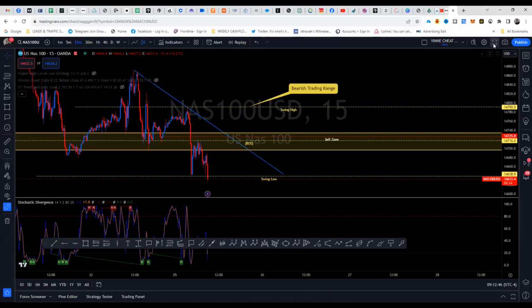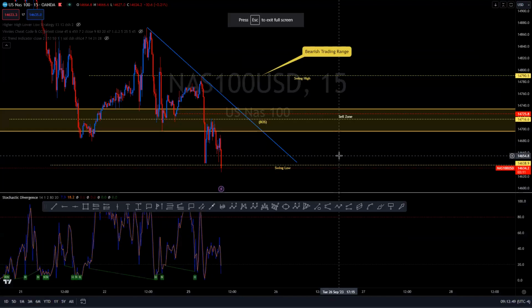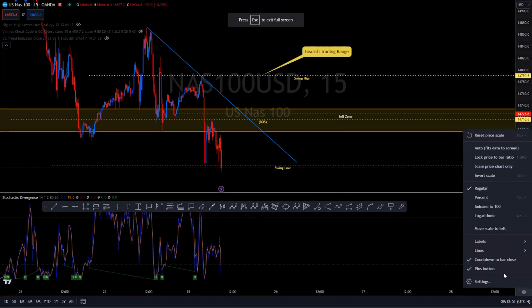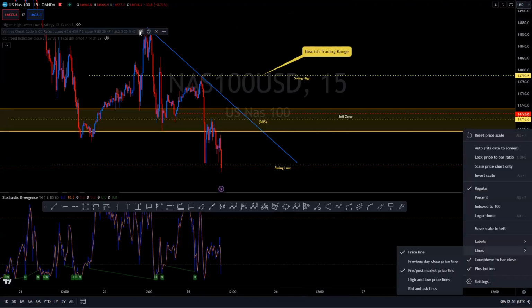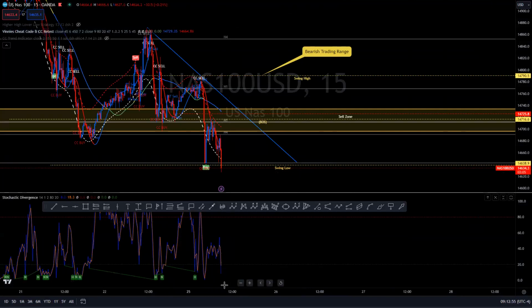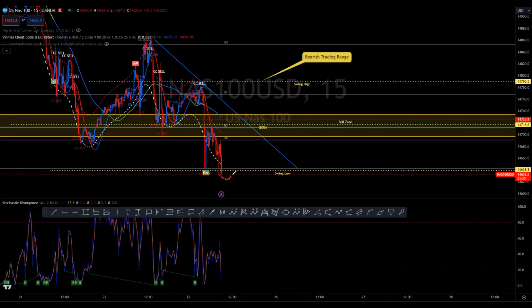Let me take my progress once more. Then we're going to turn on the cheat code indicator. We see that price is sticking out of this Bollinger Band here, so we get a cheat code buy signal. Price could push up maybe to this structure, stick out, and then sell further down, or start changing direction.